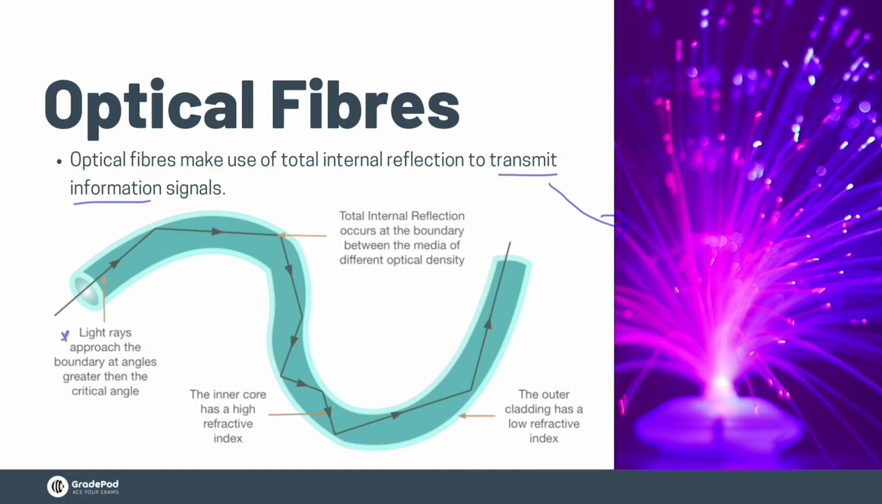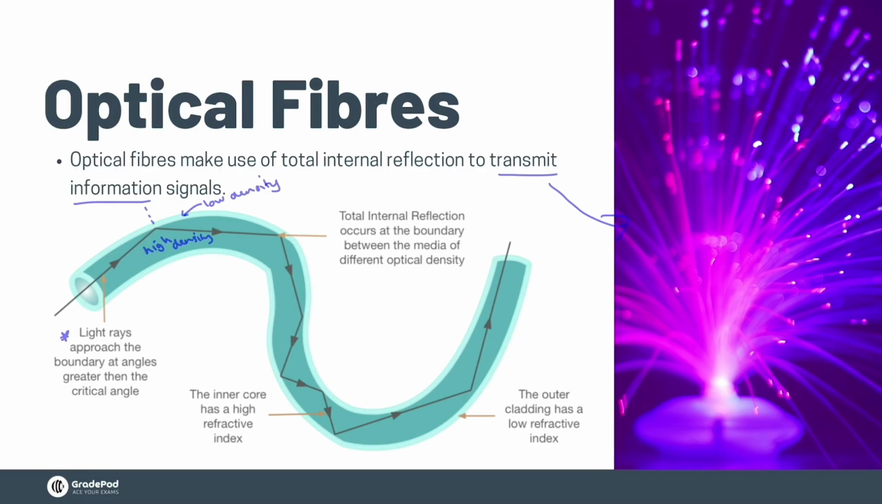Light rays approach the boundary at angles greater than the critical angle. So what we have here is a high density fibre, and here is a low density fibre. So it's going from high density to low density, so total internal reflection can take place.